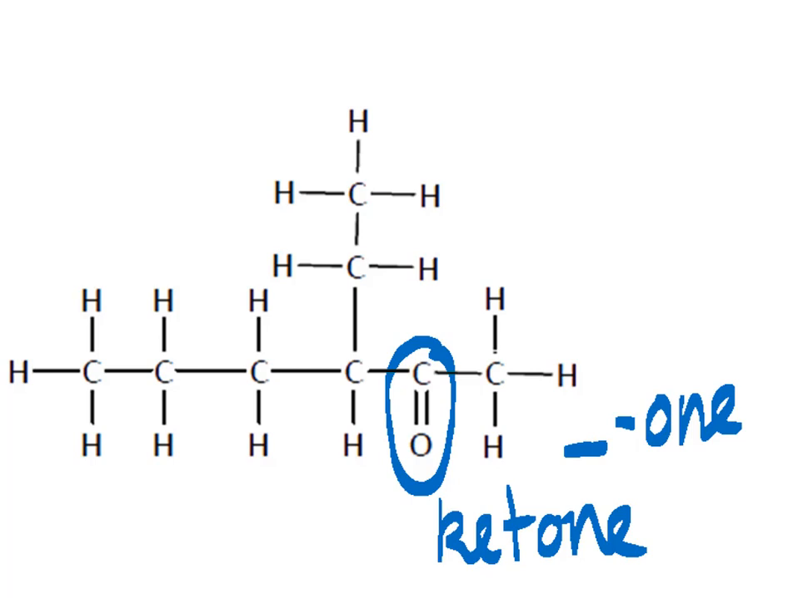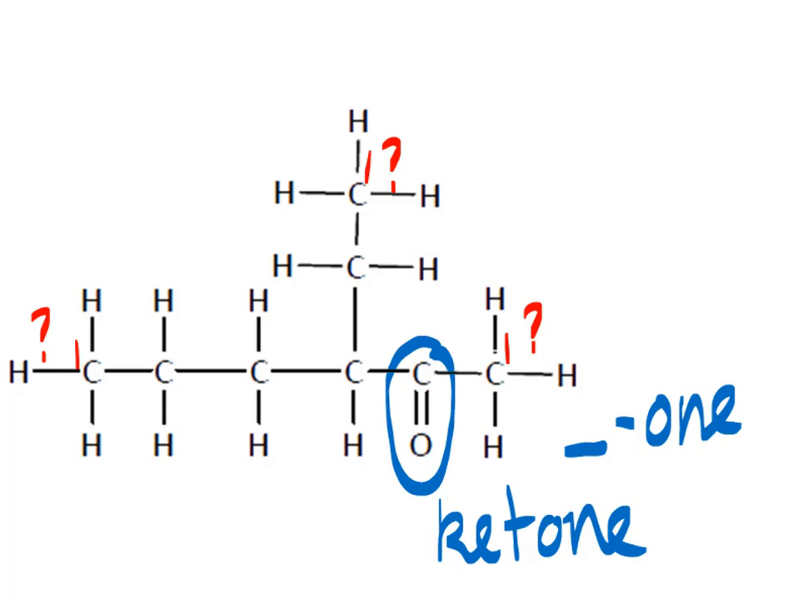So we could start numbering over here. Is that right? Or over here? Would that be right? Or over here? So to decide, remember that we must give the functional group the smallest number possible. Also, make sure that the functional group is part of the main chain.